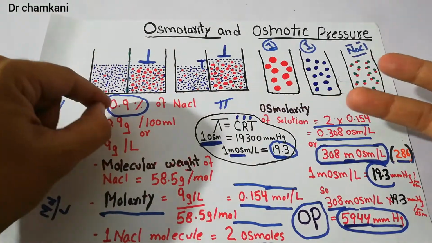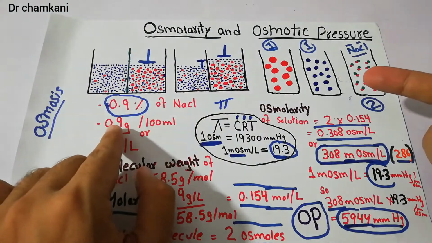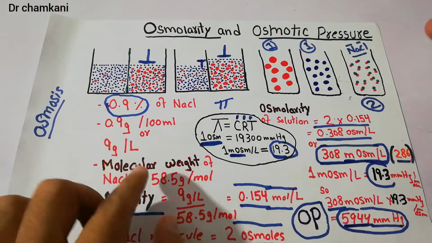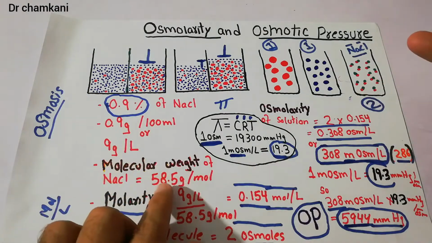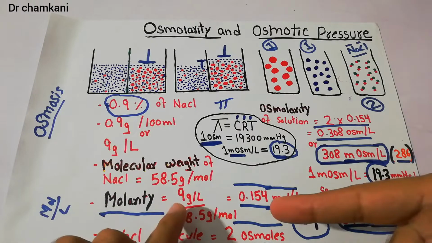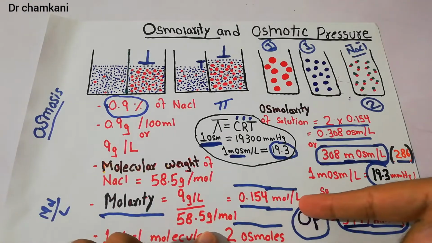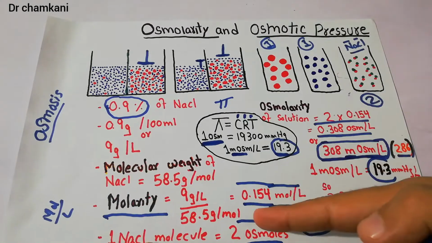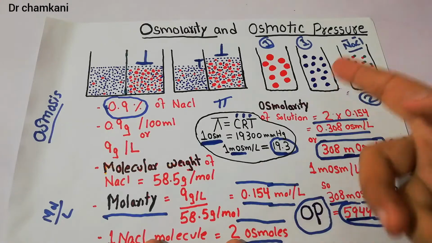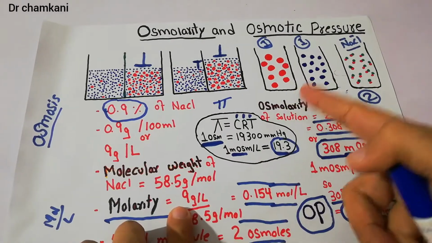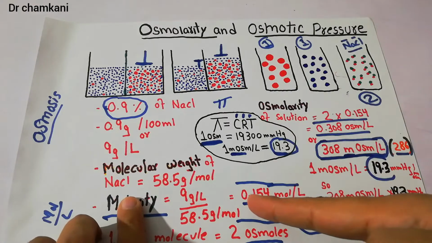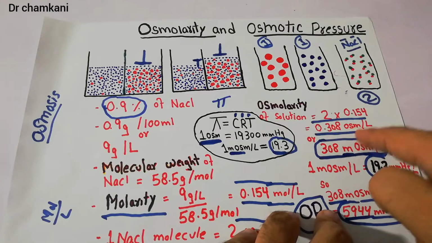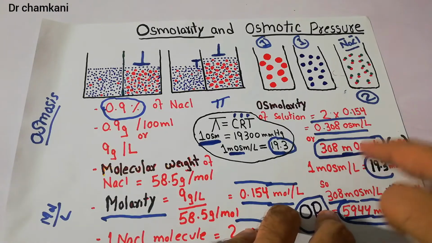So 0.9% sodium chloride converts into 0.9 gram per 100 ml or 9 gram per liter. As the molecular weight of 1 mole of sodium chloride is 58.5, its molarity turns out to be 9 by 58.5, which is 0.154 mole per liter. 1 mole has 2 osmotically active particles, so the osmolarity will be 0.154 multiplied by 2, which is 0.308 osmoles per liter or 308 milliosmoles per liter.